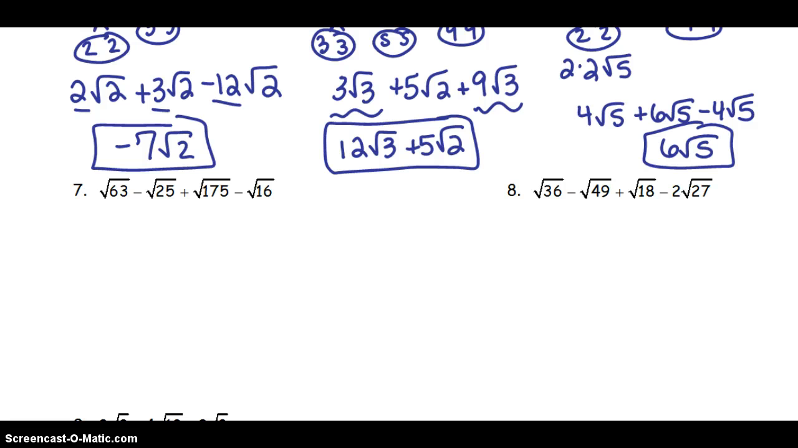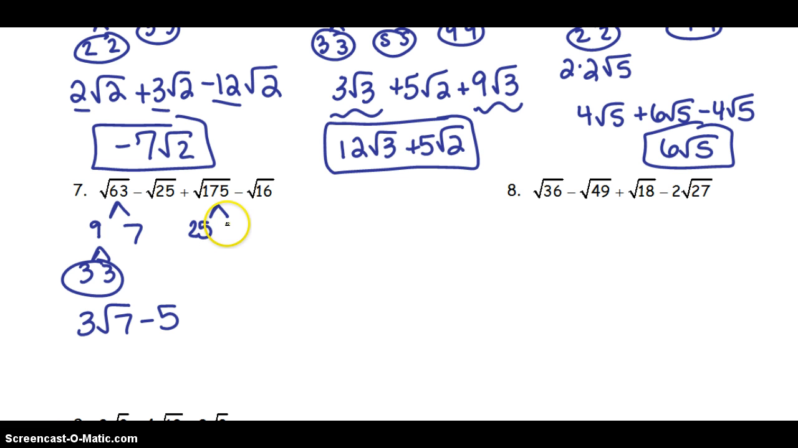Alright, and then the last couple here, square root of 63, we can pull out a 9 and a 7. We got a pair of 3's, so we got 3 root 7. Square root of 25 is just 5. This one's 25 times 7. So we have 5 root 7. And then we have minus square root of 16. Square root of 16 is just 4.